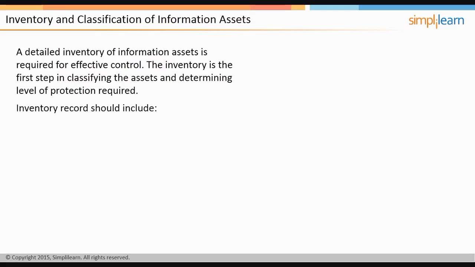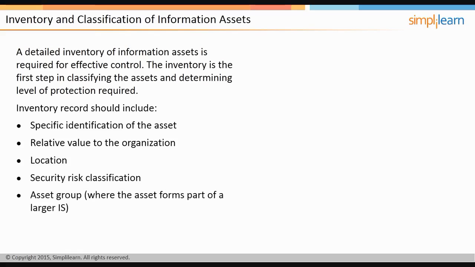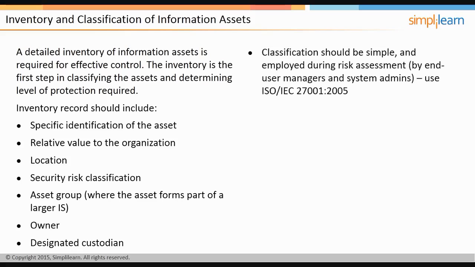Inventory record should include specific identification of the asset, relative value to the organization, location, security risk classification, asset group, where the asset forms part of a larger IS, owner, designated custodian. Classification should be simple and employed during risk assessment by end-user managers and system admins. Use ISO IEC 27001-2005.